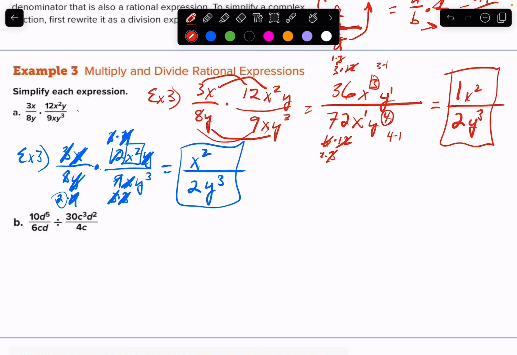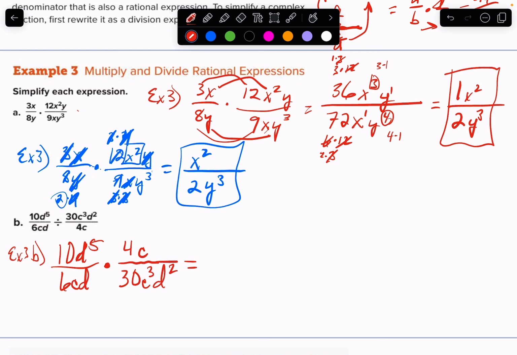All right. Example 3b, we've got 10d to the fifth over 6cd. Stay, change, flip, okay, because you don't divide, so I'm going to change it to multiply, and I'm going to flip it over. 4c goes on top, 30c to the third d squared now on the bottom.